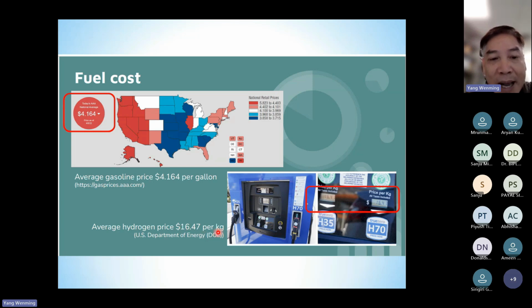Compared with the hydrogen price, gasoline is much cheaper, correct? The hydrogen we can see is about 16.47 US dollars per kg. This one is per gallon. So if you change it into kg, it is less than 2 US dollars per kg, correct?